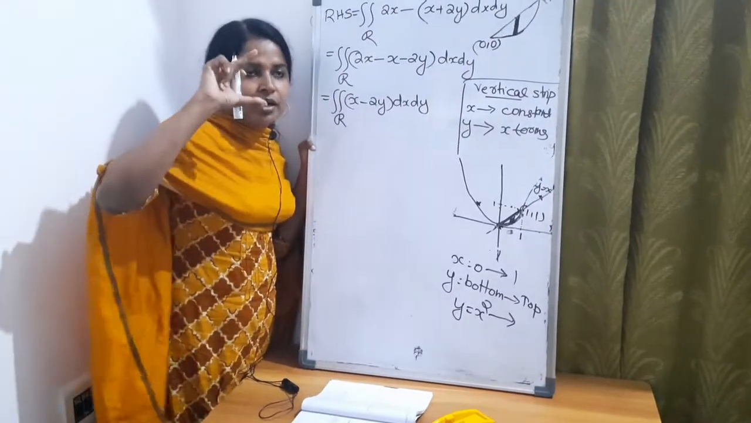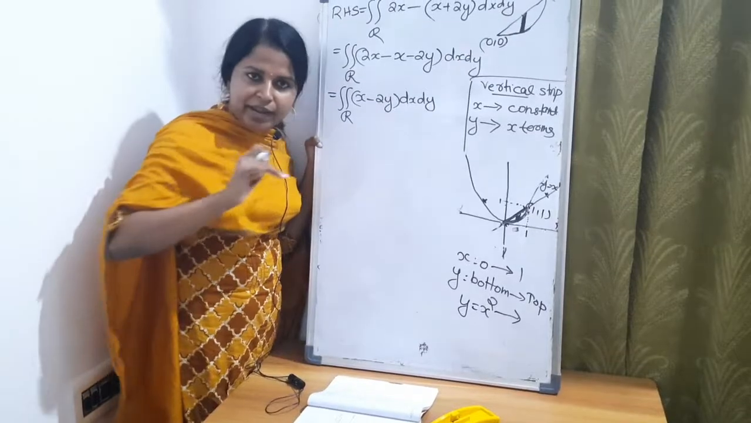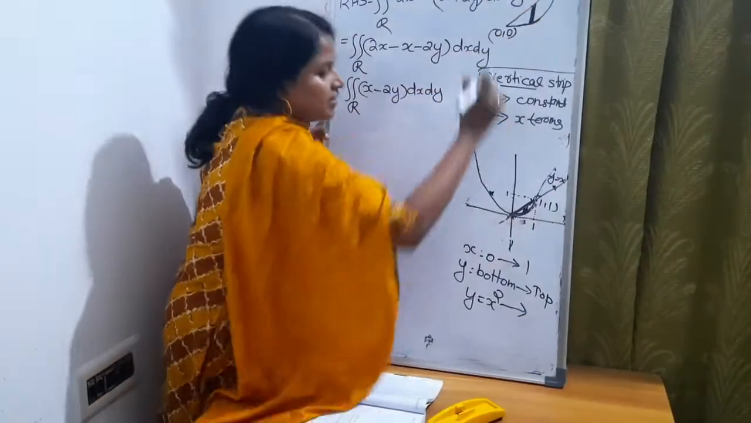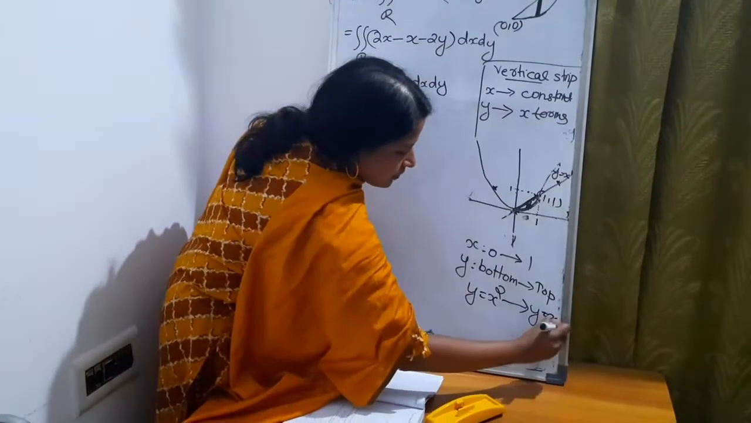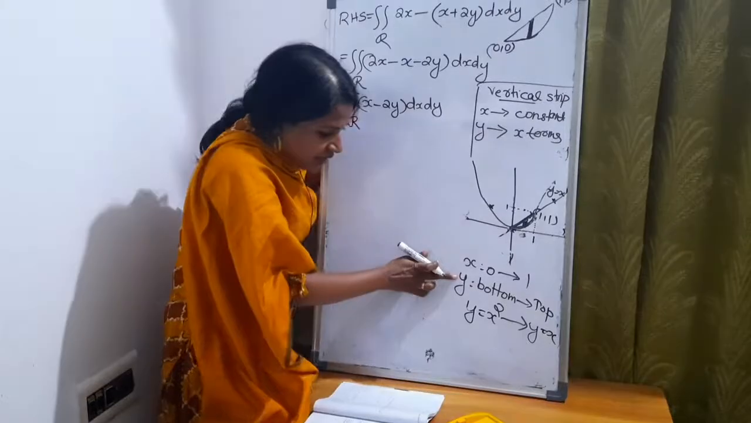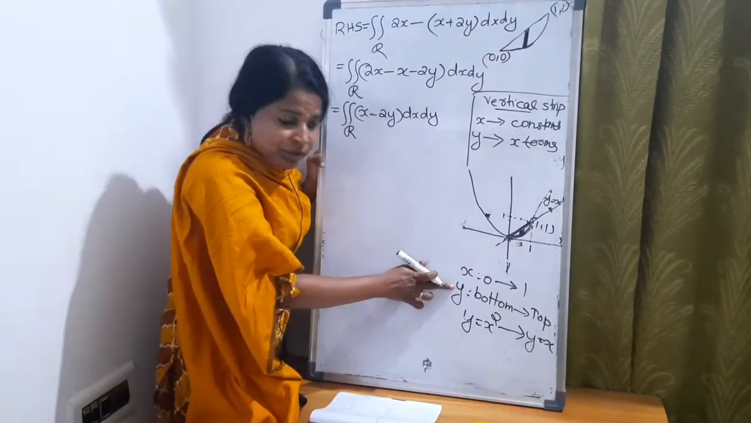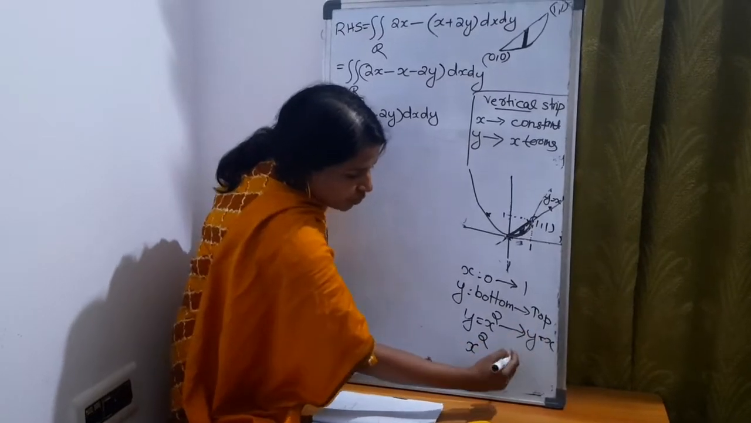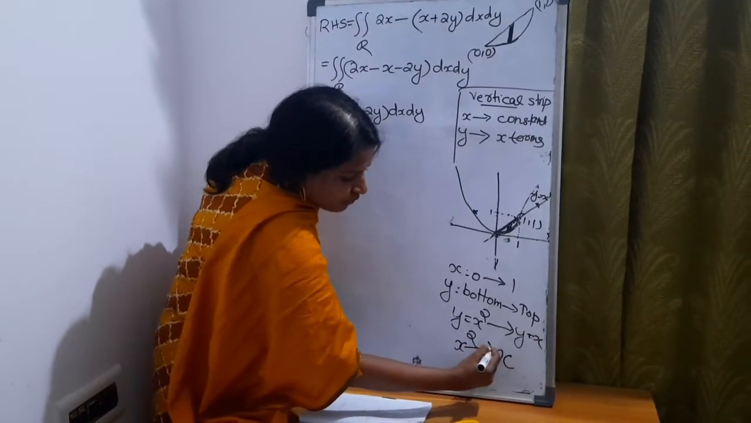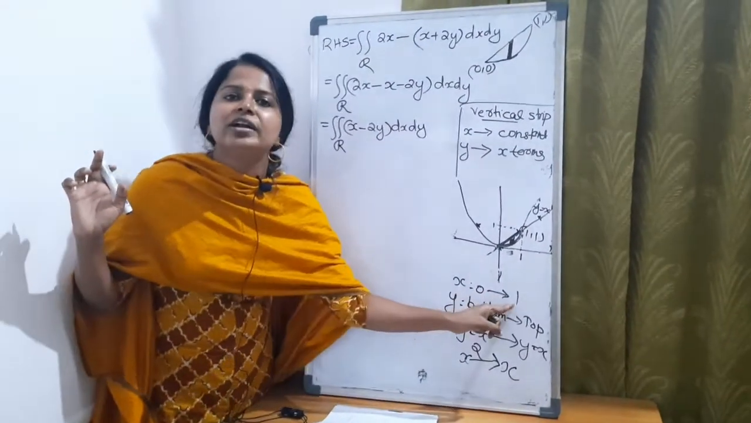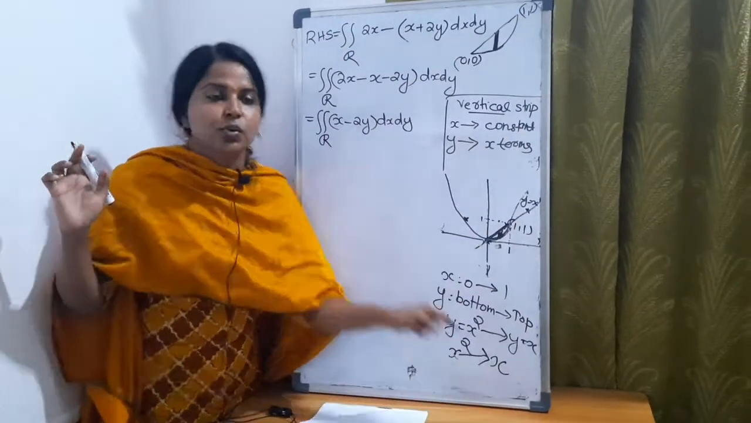The bottom of the strip is on the parabola and the top of the strip is on the line. That is, this line is y equal to x. Here y equal to x square and here y equal to x. That is, the limit of y is x square to x. The limit of x is 0 to 1 and the limit of y is x square to x.